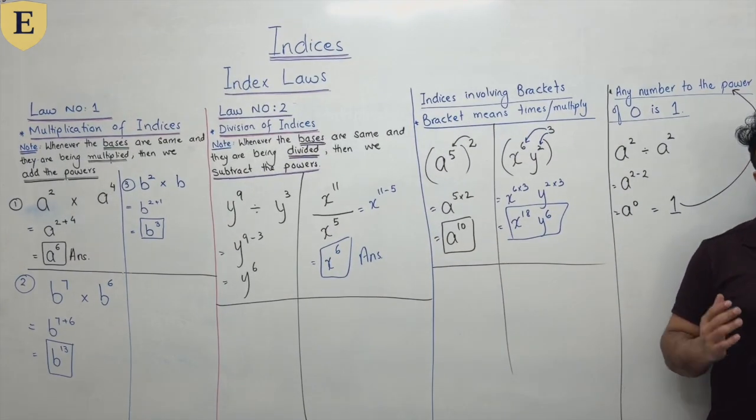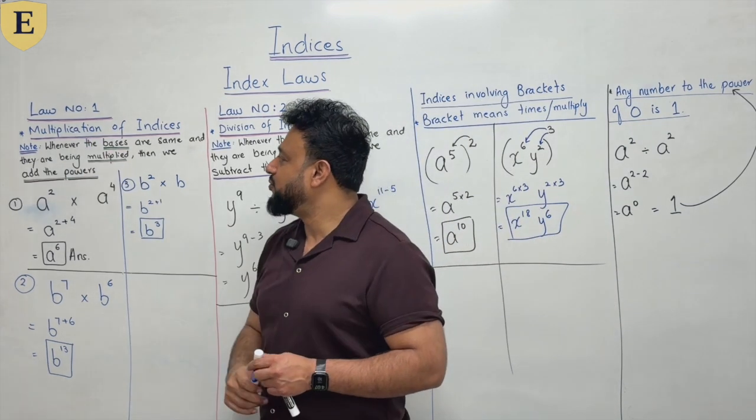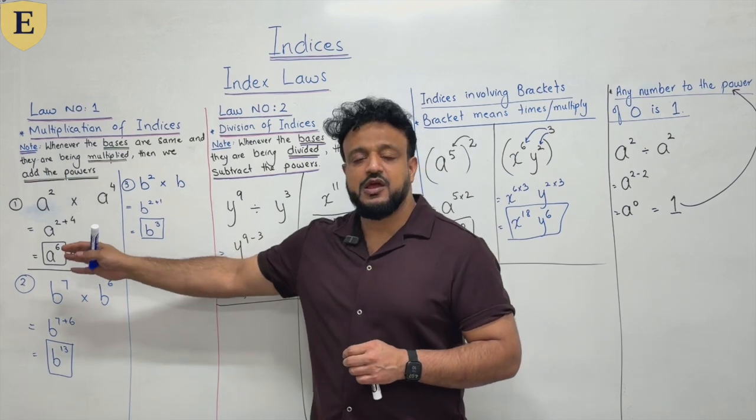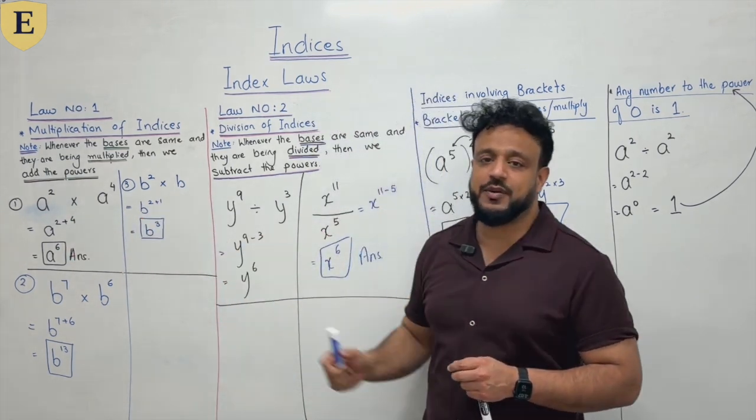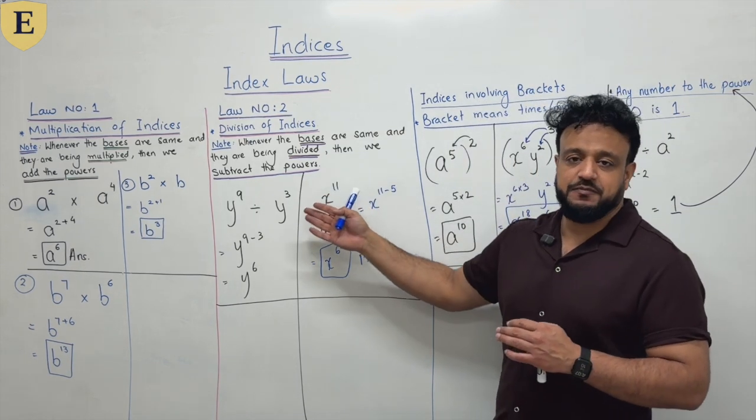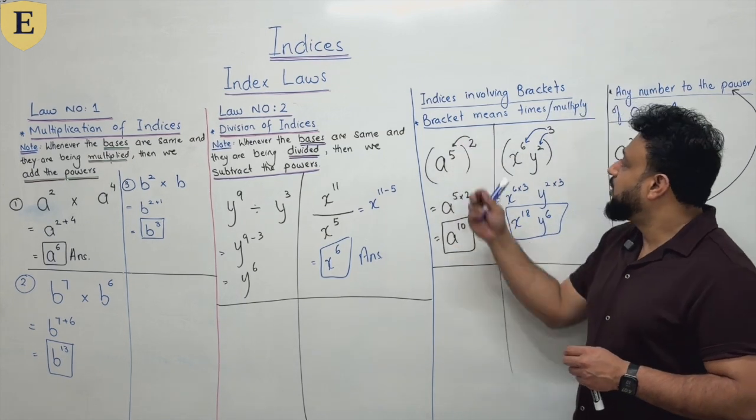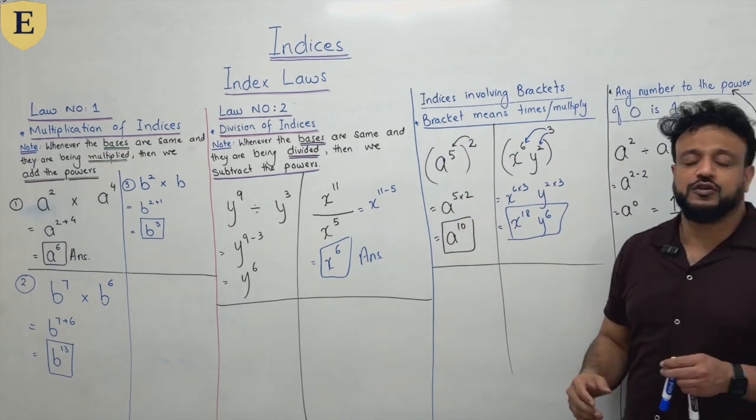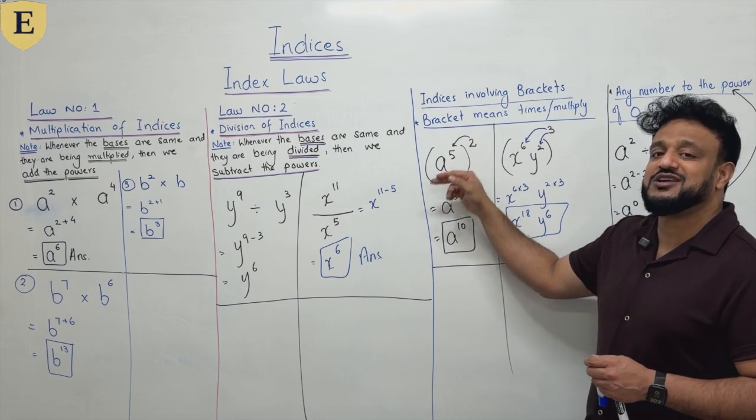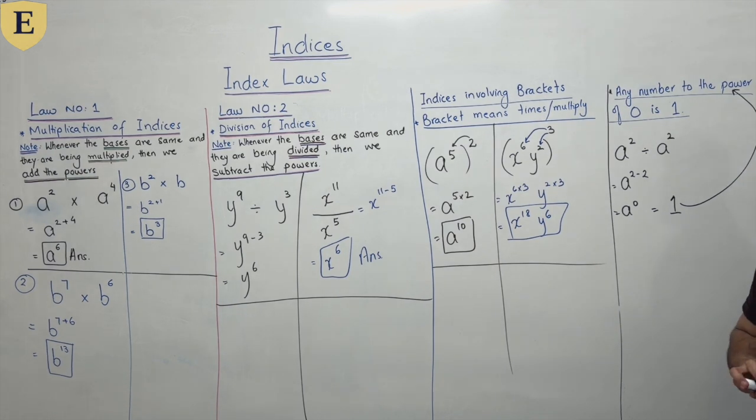Right guys, so let's do a quick recap of what we've studied today. Law number 1 is multiplication of indices. Whenever the bases are same and they are being multiplied, we always add the powers. Law number 2 was division of indices. Whenever the bases are same and they are being divided, we subtract the powers. Law number 3, when the brackets are involved, brackets mean multiply. So whatever the power is, you multiply with the power inside the bracket. And law number 4, anything to the power of 0 is always 1.